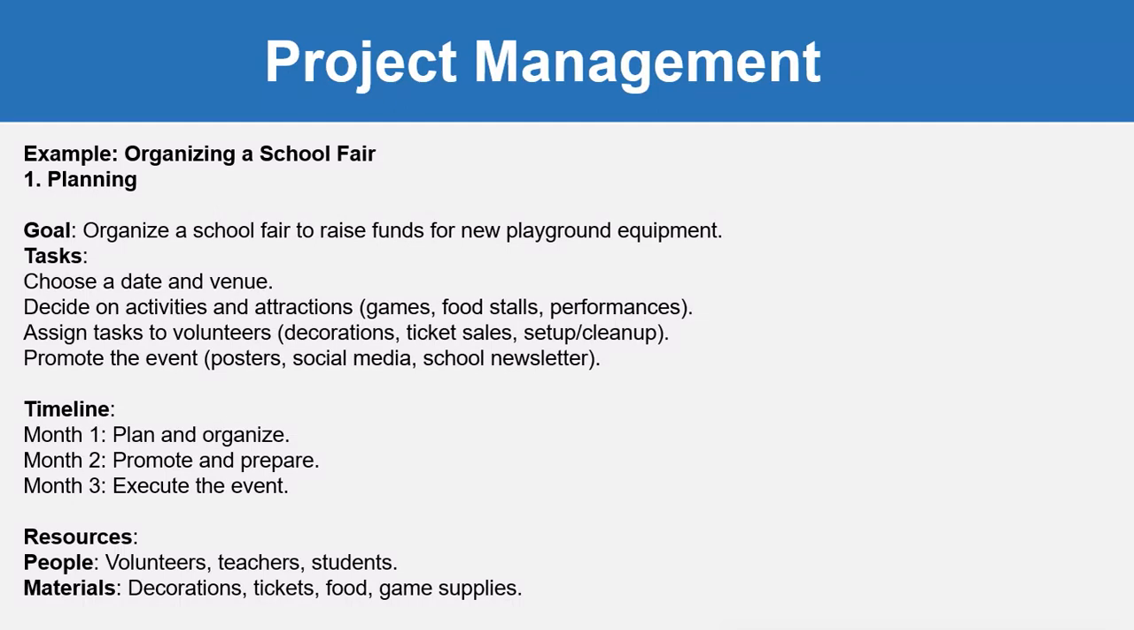Let's take an example of organizing a school fair. The first thing is planning, which means first we have to define a goal: organize a school fair to raise funds for new playground equipment. The tasks involved are to choose a date and venue for the school fair, and decide on activities and attractions. For example, there would be games, food stalls, performances, etc.